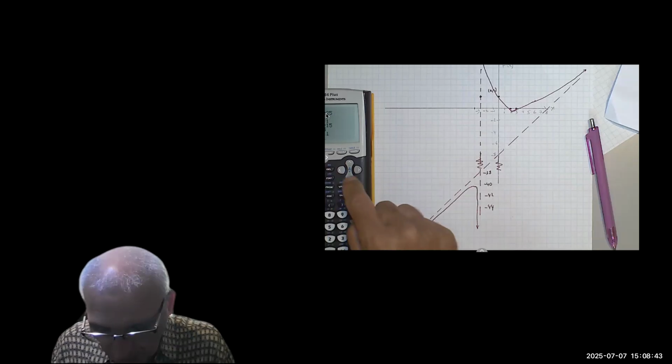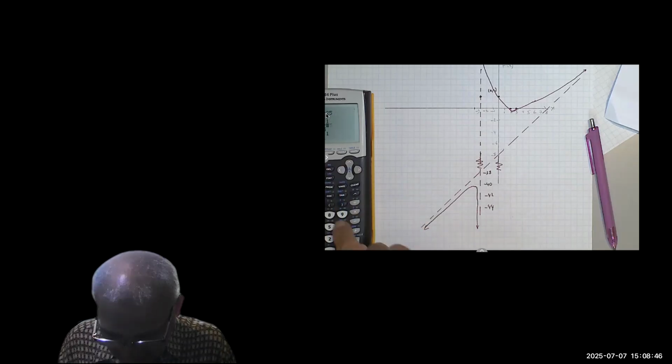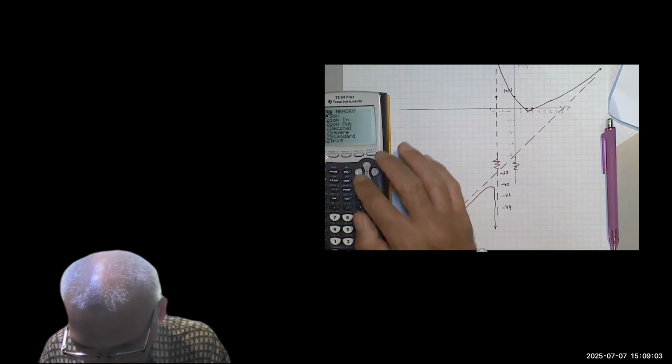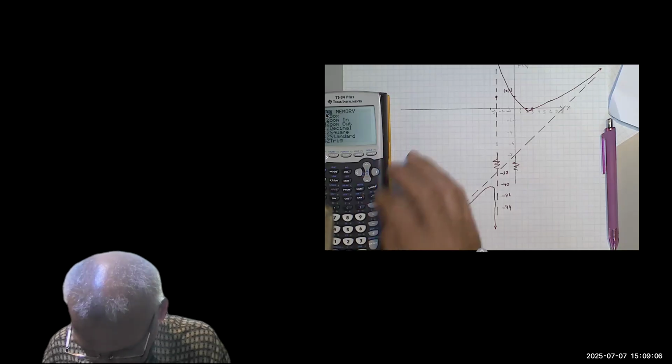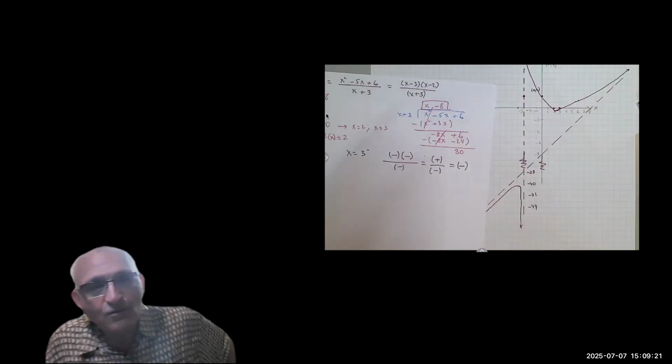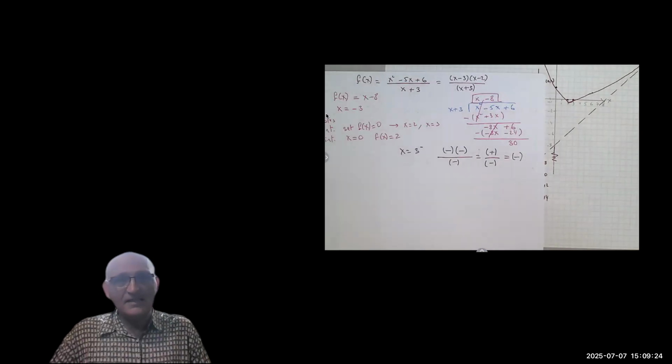So we needed to change the window and make the y-minimum maybe negative 60. And let's see if that, yeah, now that shows that. That's this part. And then the other part is there. So you can see that, again, it wasn't a good choice of numbers. I apologize for that.